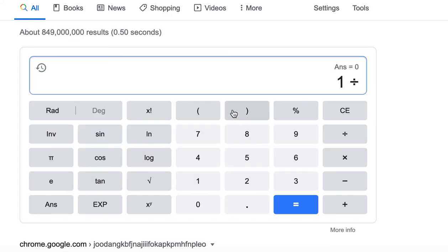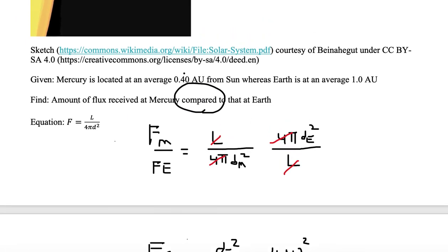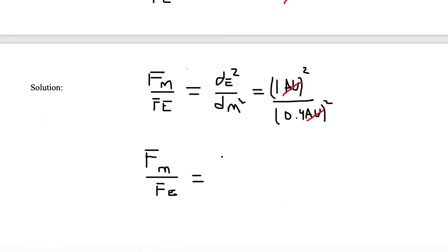1 divided by parentheses 0.4 squared out of parentheses equals 6.25. But now let's take a look at our significant digits. We got 2 digits here and 2 digits there. So we have to round our 6.25. So we're going to round it up to 6.3.